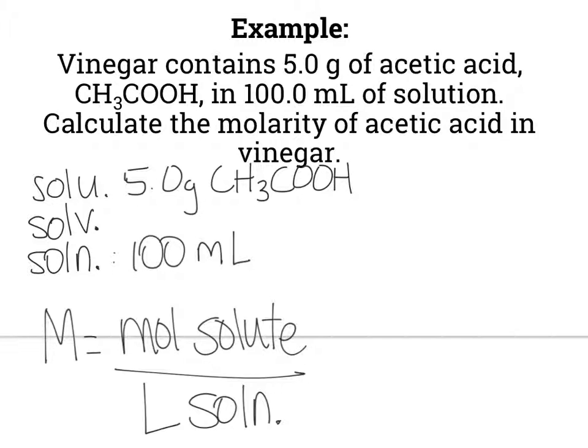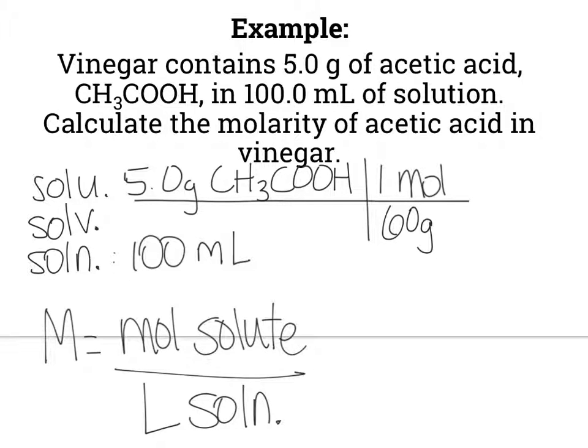So to get to moles of solute, convert these to moles. We got 1 mole. The molar mass of this is about 60 grams. Again, that's from adding 1 carbon, 3 hydrogen, 1 carbon. The molar masses, add those all together. And that gets you about 0.08 moles.